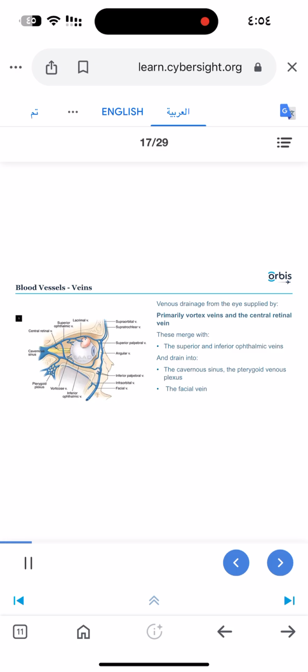The venous drainage of the eye and orbit is supplied primarily by the vortex veins and the central retinal vein. These veins then merge with the superior and inferior ophthalmic veins and drain into the cavernous sinus, the pterygoid venous plexus, and the facial vein.